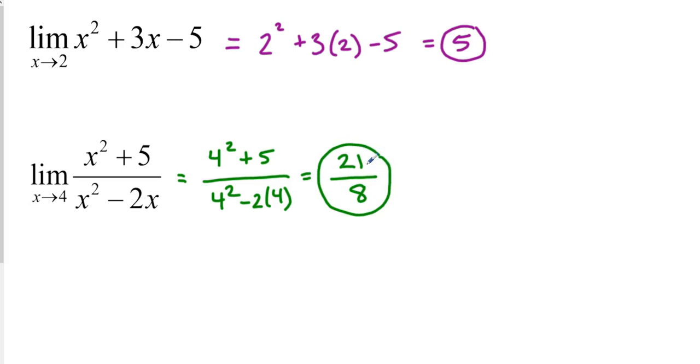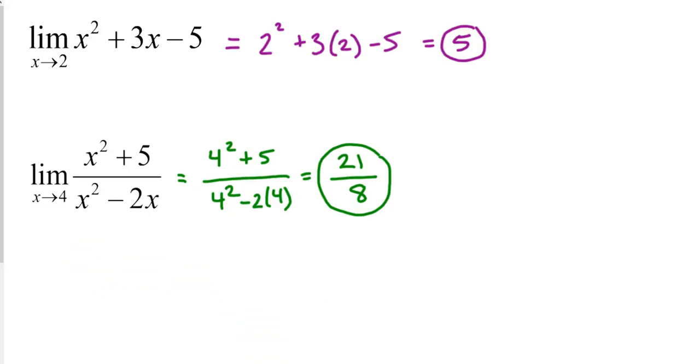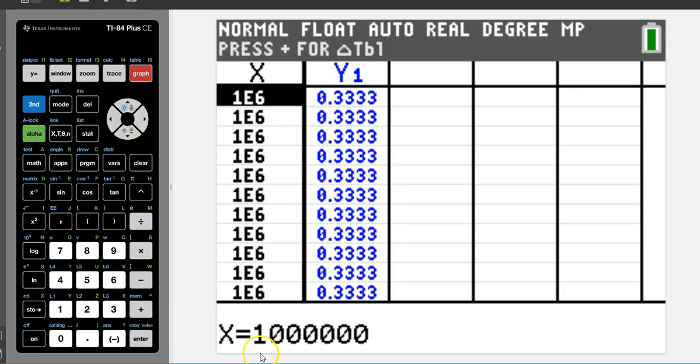If I wanted to check this, I could do what I did before, go to my graphing calculator and enter this and see what's happening to the function around x equals 4. Let's do that now. So we'll enter that function.